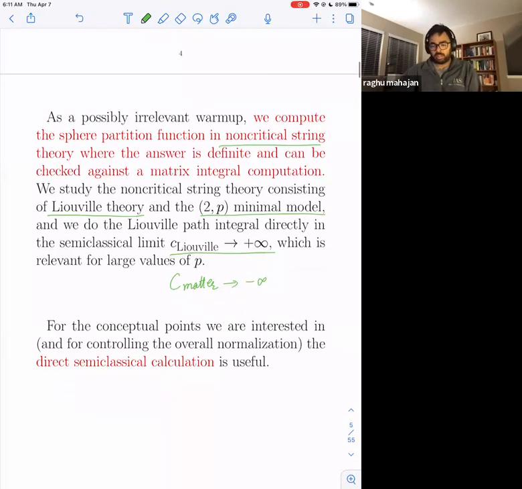And there are some other methods to compute exact answers as a function of p. But since the point of this paper was more conceptual, we would like to just compute the path integral directly. We don't want to use some tricks involving the exact solutions of Liouville theory. We really just literally want to take the path integral and compute it. That's the philosophy.